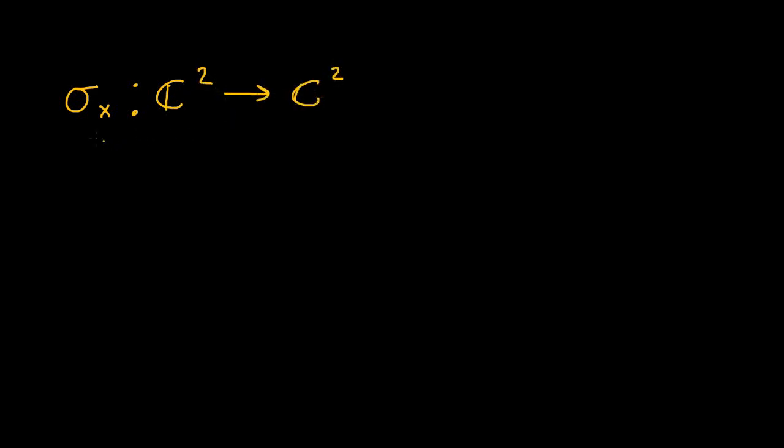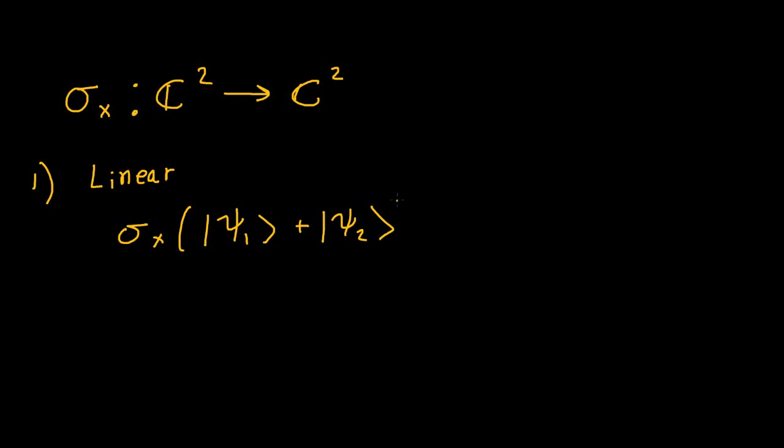Now, by this notation, I just mean that sigma sub x is a function that takes in an element of C2, so it takes in a spin vector, and it outputs a spin vector. So let's say that we had this function, sigma sub x, that satisfied two properties. The first one being that it's what we call linear. So sigma sub x acting on psi 1 plus psi 2 is just equal to sigma sub x acting on psi 1 plus sigma sub x acting on psi 2.